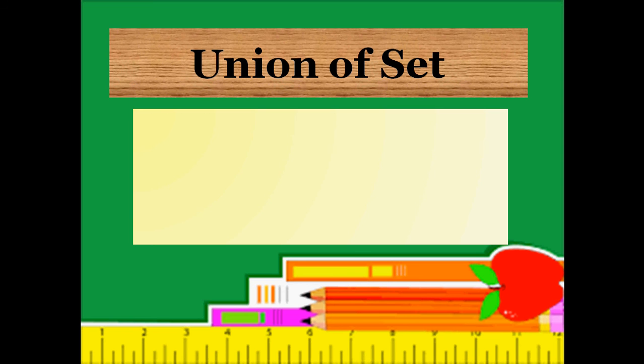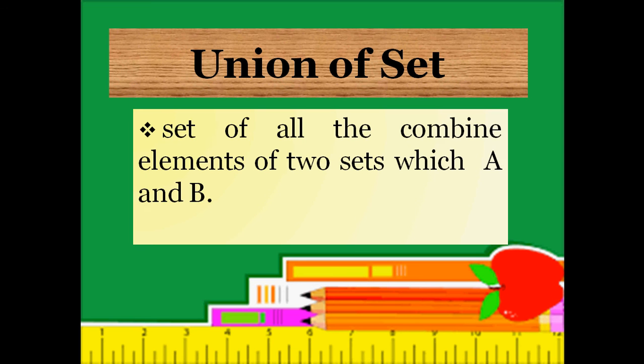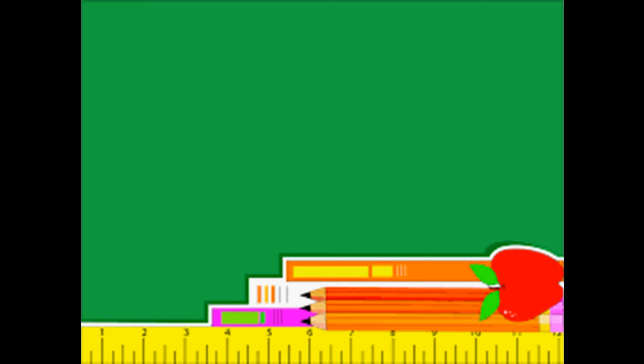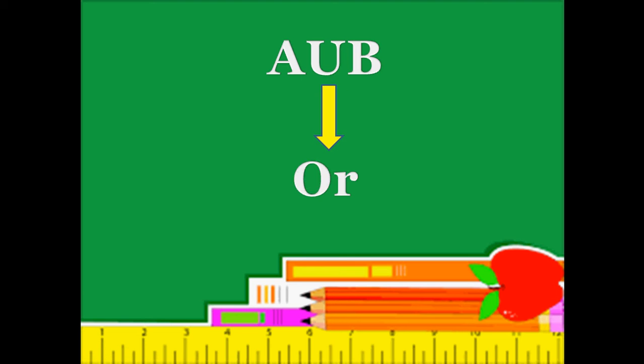So what is the union of set? Union of set is the set of all the combined elements of two sets, A and B. It is denoted as A union B. As you can see, the sign for union of set looks like a capital letter U, but it is not. Actually, in mathematical symbol, it means OR. So we read this as A or B.